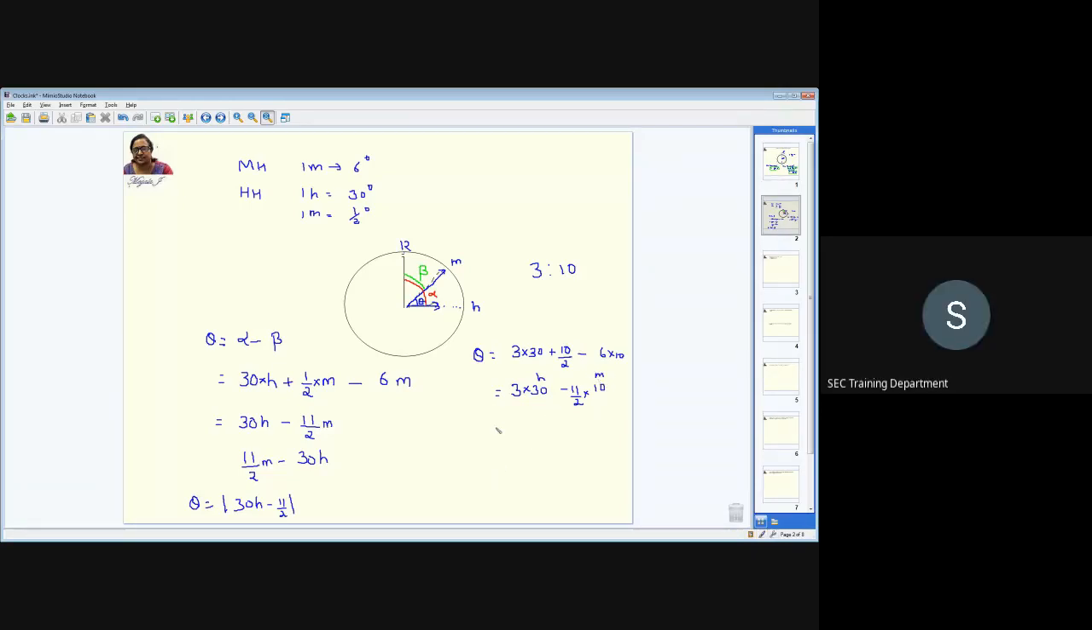So what's the answer here? This is 90 and this is going to be 55. So 90 minus 55, how much? 35. That's the answer.